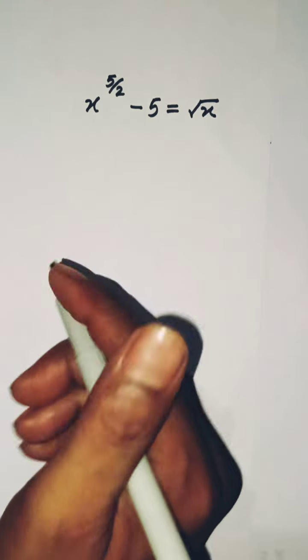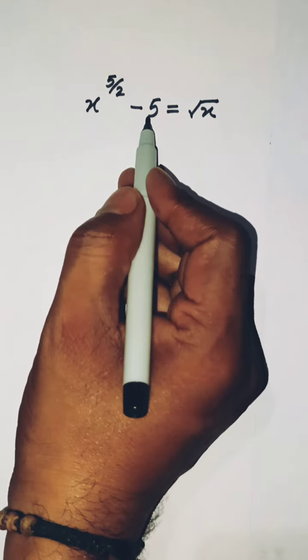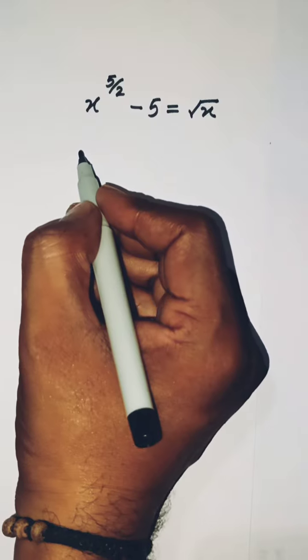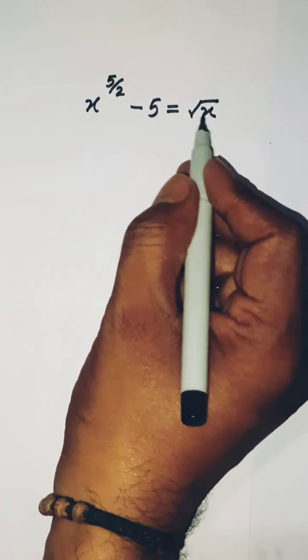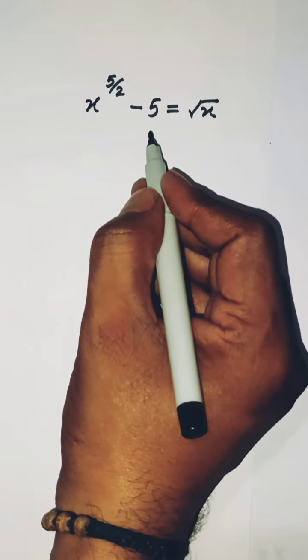Hello everyone, let's solve this question. x to the power 5/2 minus 5 equals root x. How can we solve here? We need to put a square on both sides. So I am putting a square on both sides.